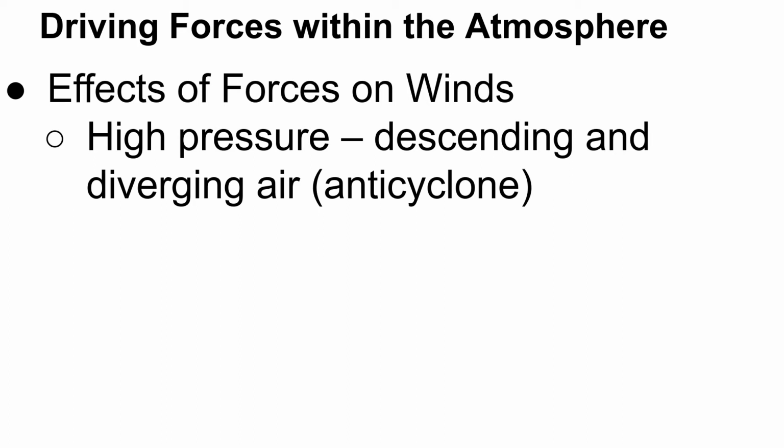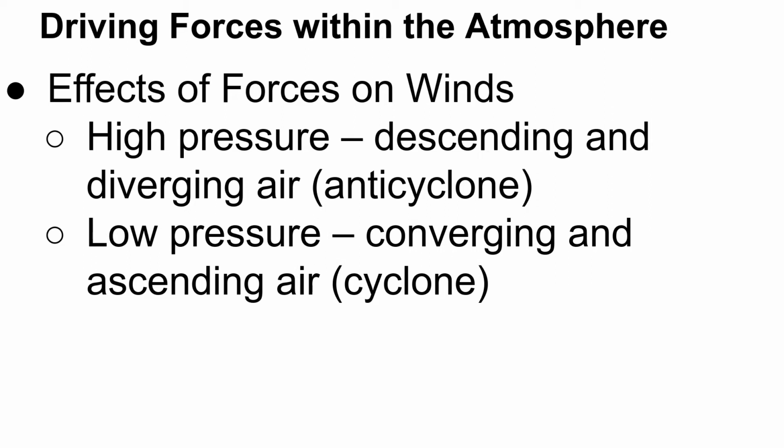So put all this together, and if there's high pressure, it means that there's air that is sinking and spreading out when it hits the ground. That's called an anticyclone. If there's low pressure, the air is coming together and rising. So low pressure is associated with clouds, high pressure, sunny skies.